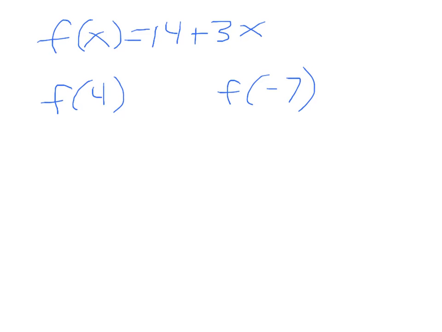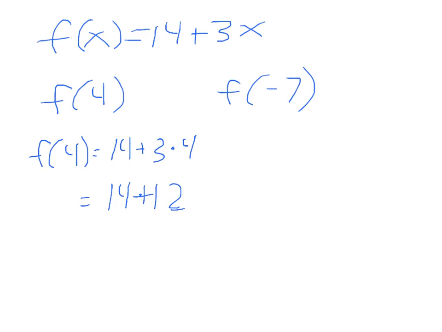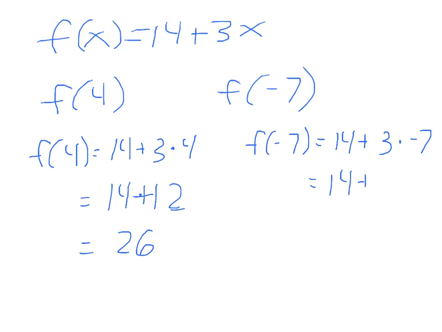Okay, so if we do this, we do f of 4 equals 14 plus 3 times 4, which is 14 plus 12, or 26. Here, when we have f of negative 7, that's 14 plus 3 times negative 7, which is 14 plus negative 21, which is negative 7. So, f of 4 is equal to 26, and f of negative 7 is equal to negative 7.